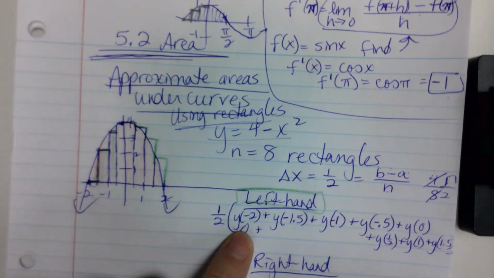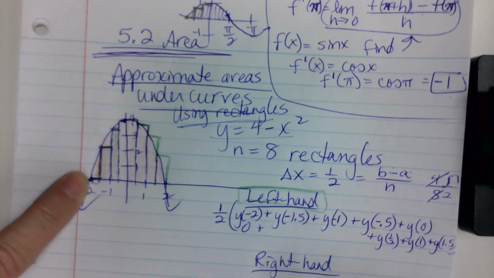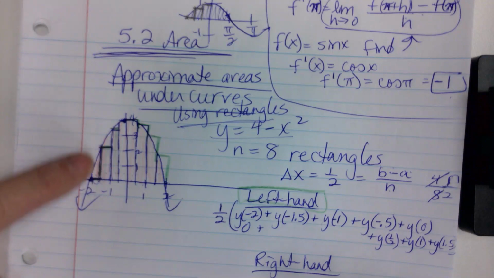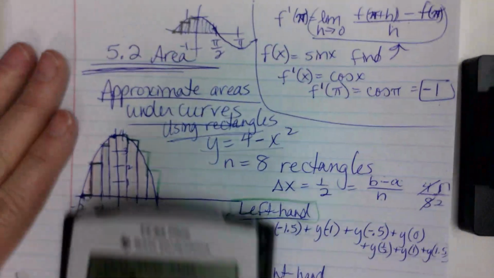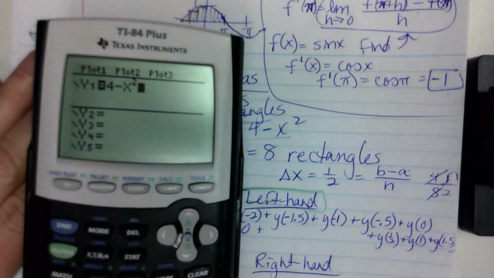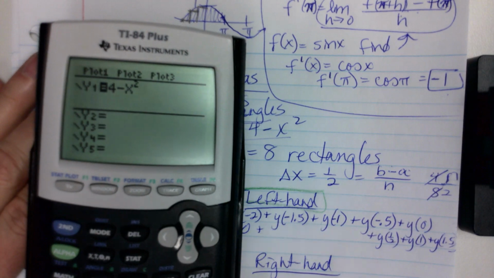So we found the y values of the first one, then move over one of the delta x's, right? 1/2 unit. So what we're going to do now is look at the quick way to plug it into the calculator. So I put my y equals 4 minus x squared, just my function, on there.